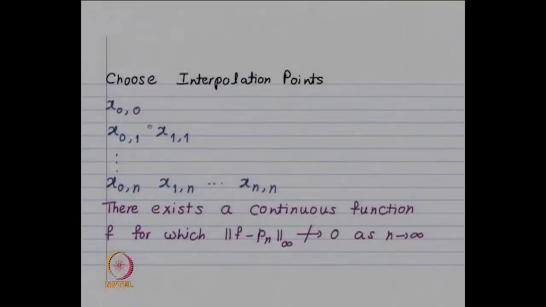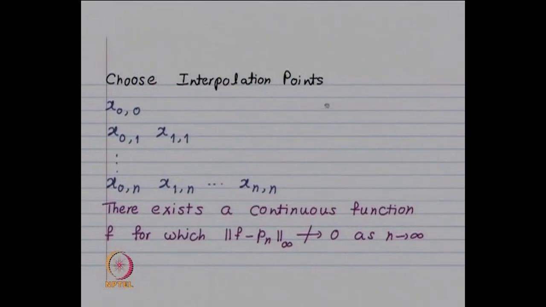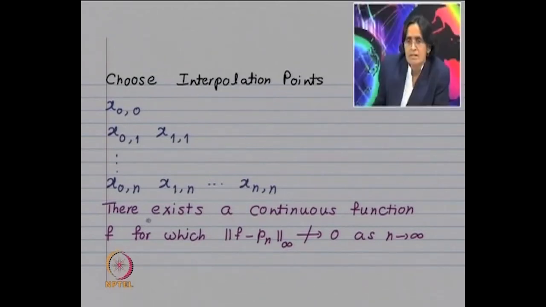So, here is Faber's result: you choose interpolation points in any manner you want, whatever rule you use, there exists a continuous function f for which the interpolating polynomials will not converge to f in the maximum norm. Now, this is a negative result.